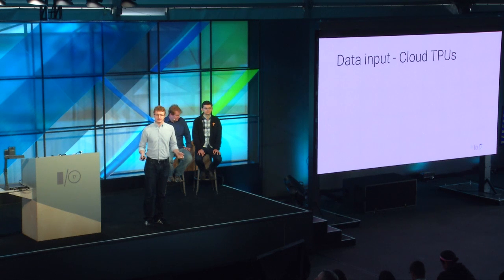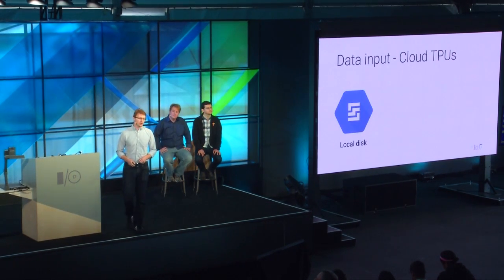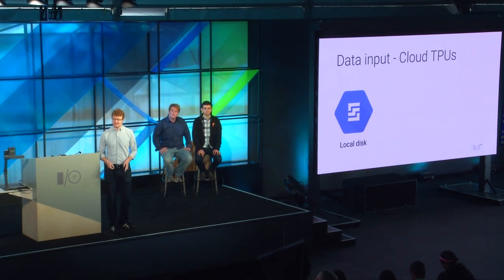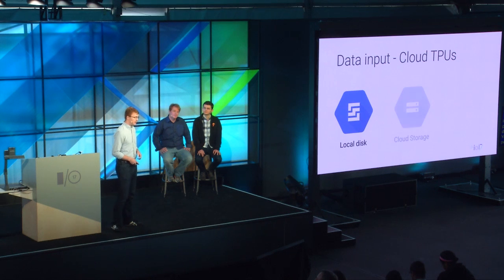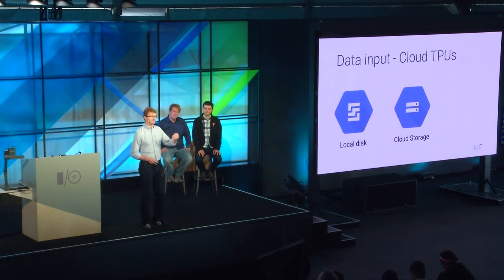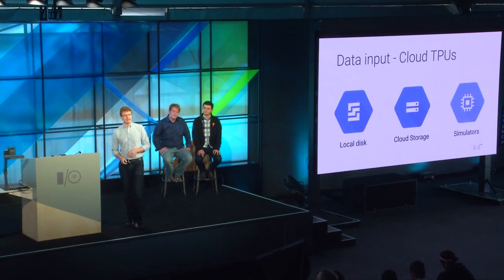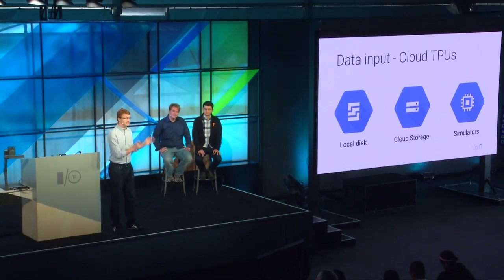Cloud TPUs are designed to integrate with the rest of Google Cloud Platform to make it easy to load data in a high-performance way. You can load data from your persistent disk or your ephemeral local SSD on Google Compute Engine. But you can also stream data in directly from Google Cloud Storage into your Cloud TPUs. And for those of you doing advanced reinforcement learning algorithms or other sorts of things, you can run simulators on Google Compute Engine and integrate that with your machine learning model running on your Cloud TPUs.